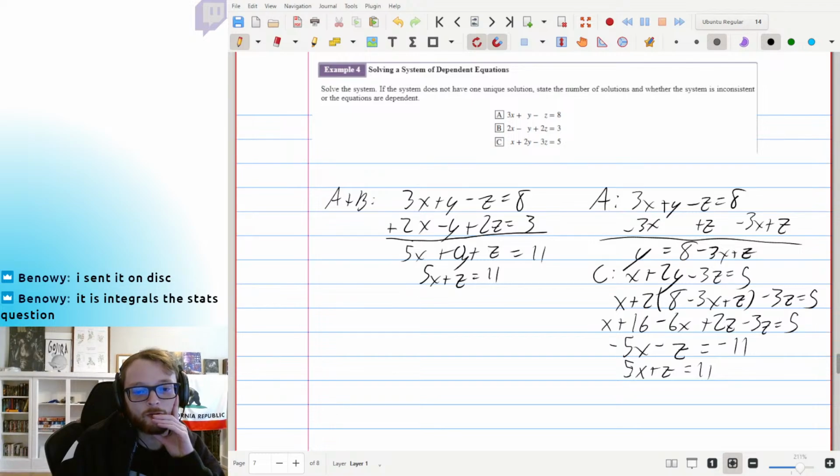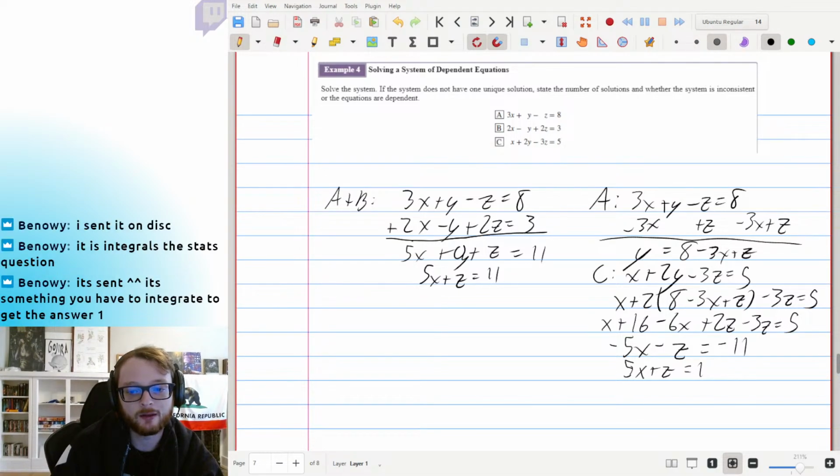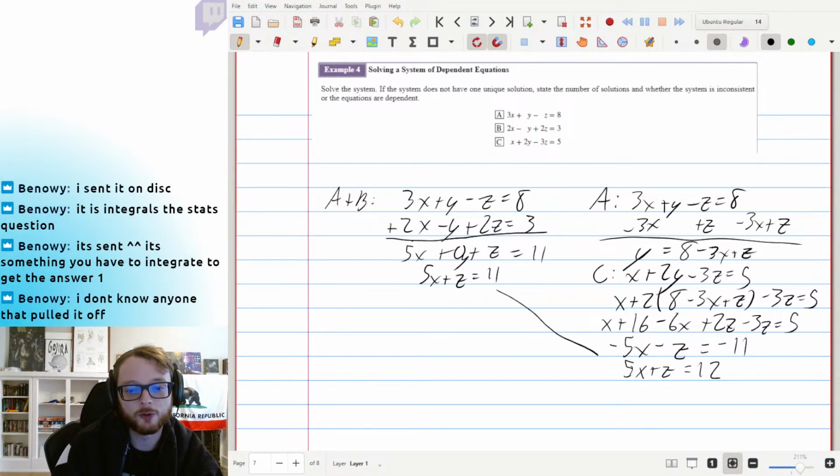So these two equations do agree with each other. I suspect we're going to get infinitely many solutions from this because it's possible to instead get one of these equations like 5x plus z equals 12 or something. Then these equations would not agree with each other and you would say it's inconsistent. But it was 11. So I think we're going to get infinitely many solutions. And I feel like I'm looking for a better way to show that.